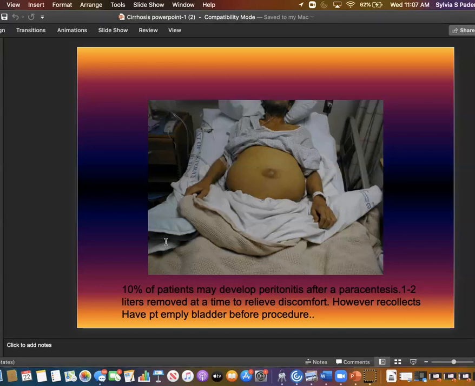10% of patients may develop peritonitis after paracentesis. The normal fluid taken off is 1 to 2 liters, and then it recollects really quickly. The key thing I want you to take from this is that as a nurse, your role is to make sure that the patient empties the bladder before the procedure. The main reason being that if the bladder is full and they go in to do the paracentesis, they may accidentally nick the bladder.